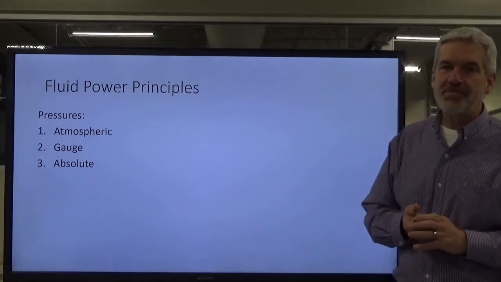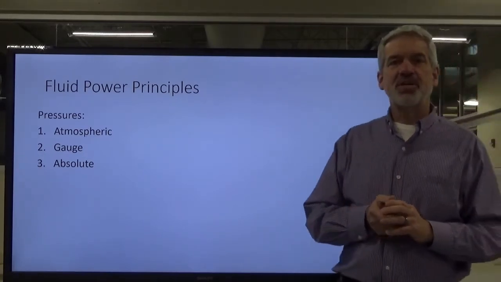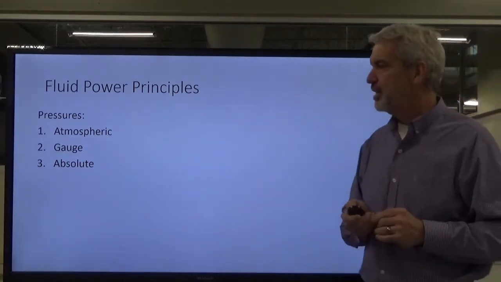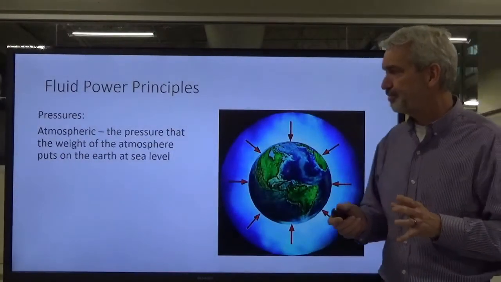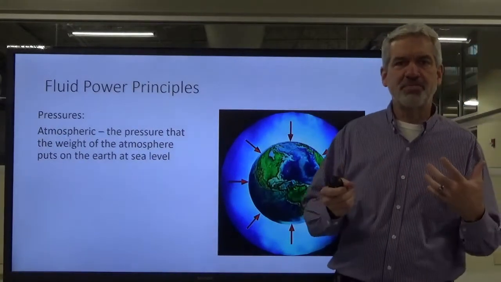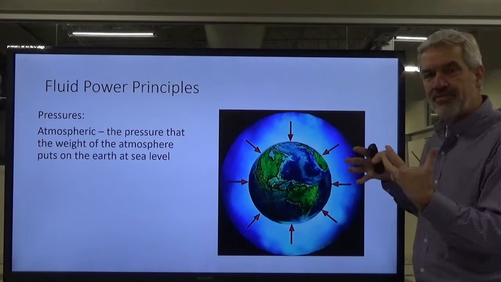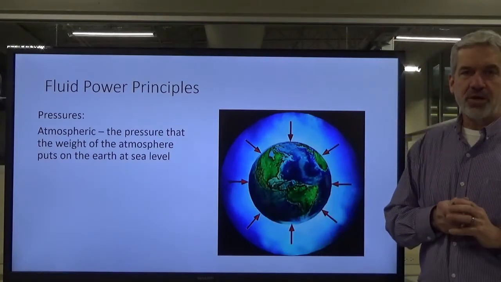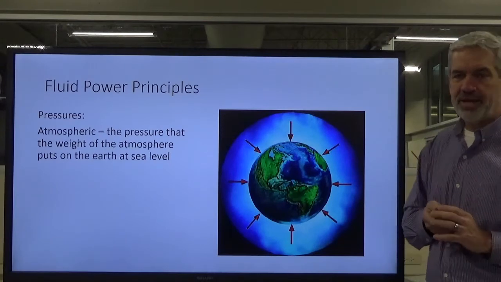There are three types of pressures, and that's atmospheric, gauge, and absolute, okay? Your book goes into pretty good detail about this, so I thought I'd talk about it just for a second. The atmospheric pressure, you hear that word thrown around a lot. Atmospheric pressure is the amount of pressure, or the amount of weight, that the atmosphere is actually putting on the earth at sea level, okay?